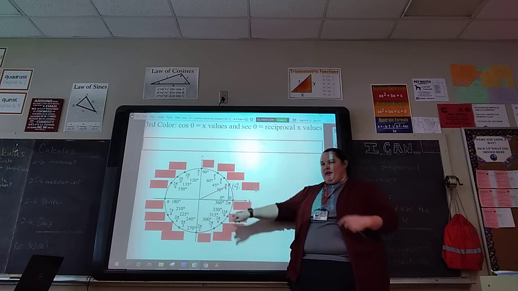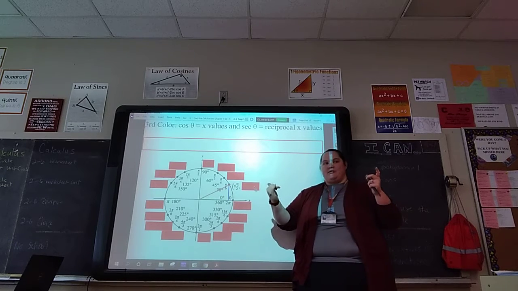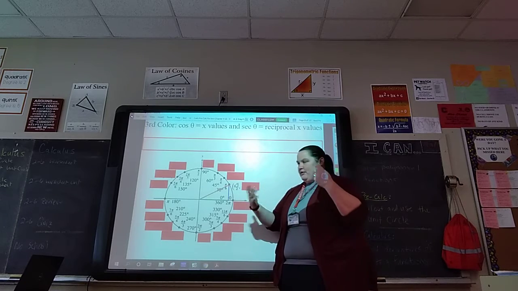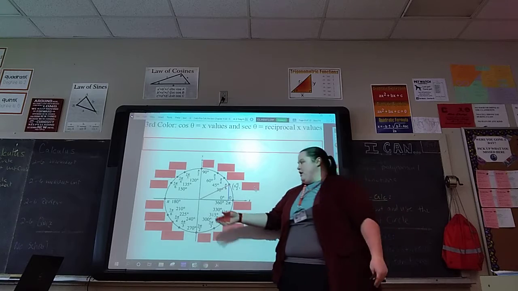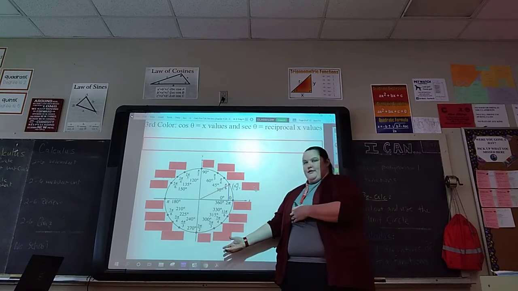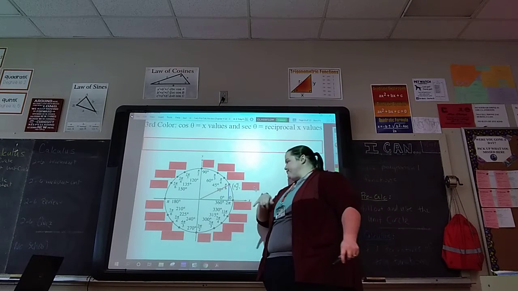Drop down. Again, this is our sine value. This will be our cosine value, because cosine corresponds to x. Because remember, x was like the adjacent side, and cosine was always adjacent over hypotenuse, and our hypotenuse is always 1. So it's whatever the x value is.